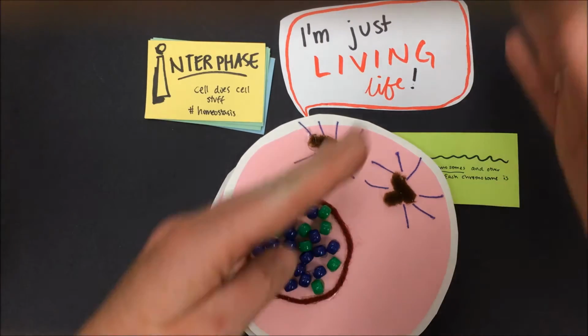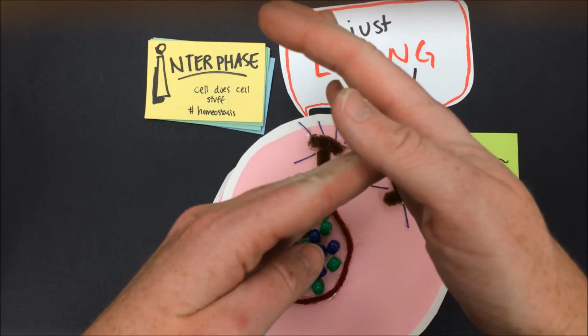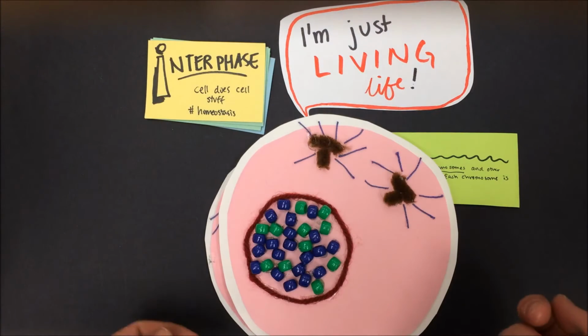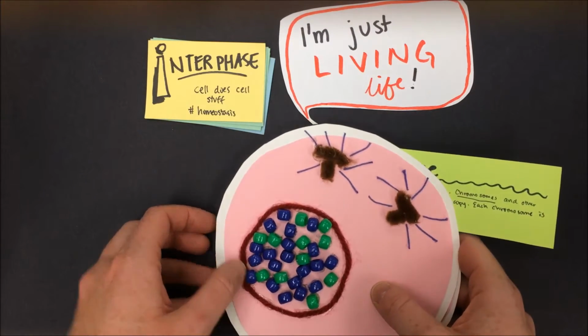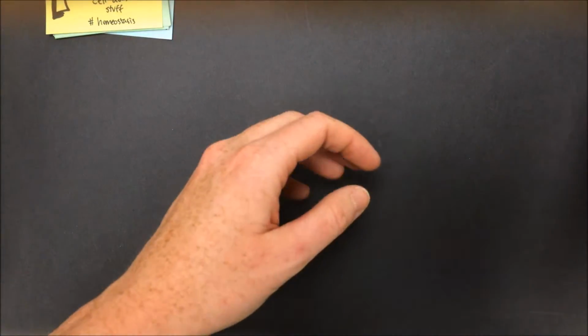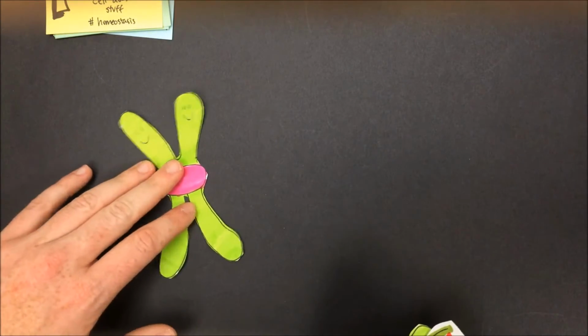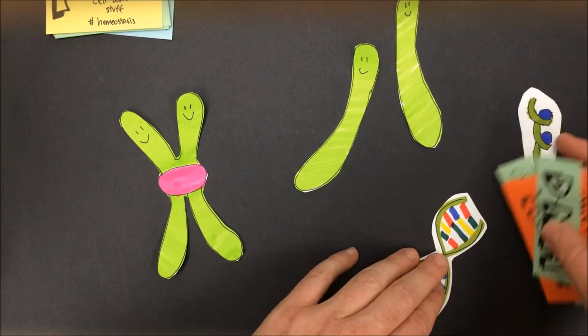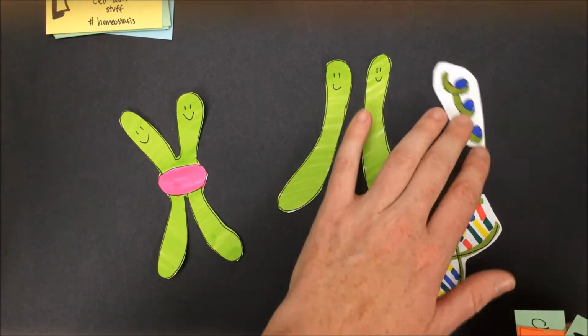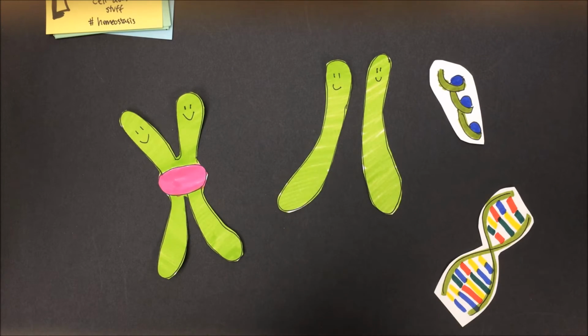Now would be a great time to pause and talk about the differences between DNA, chromosomes, chromatin, and chromatids, because all of those terms are probably super confusing. So here we have a chromosome, we have some sister chromatids, we have DNA, and we have chromatin. Let's talk about how all of these things are related. Hopefully it will clear up some of the confusion.